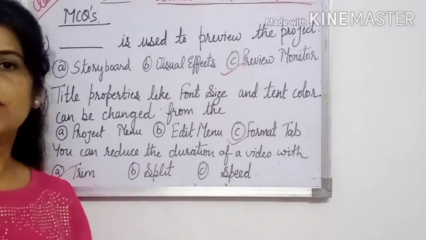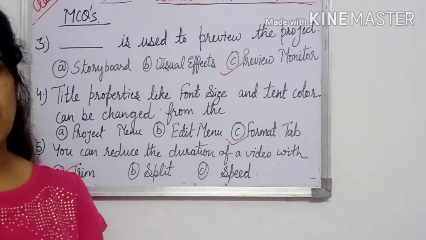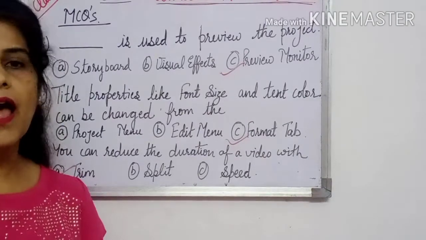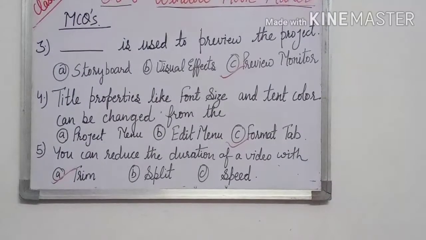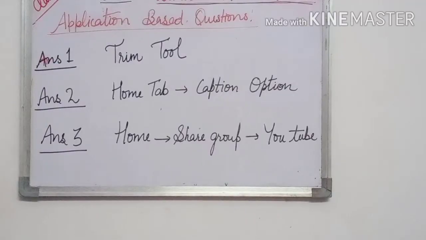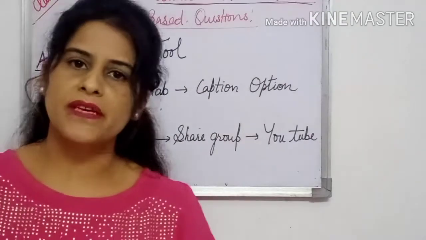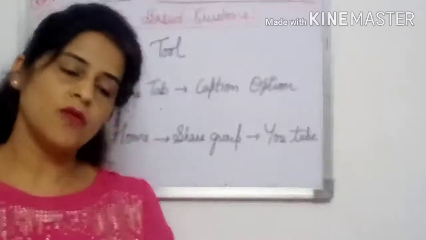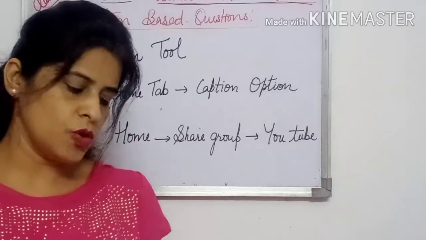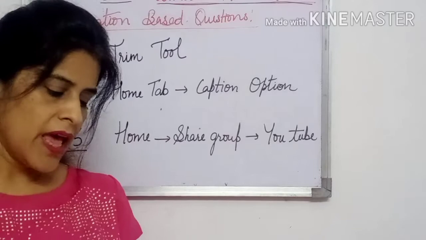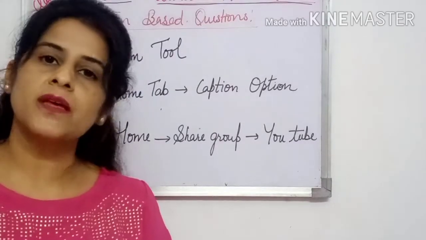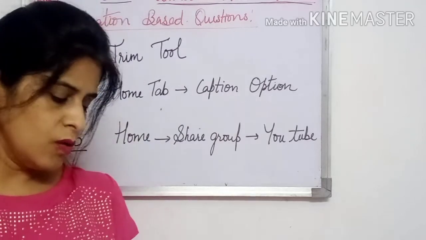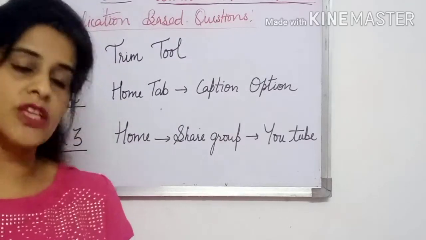So we have finished the fill in the blanks, true or false, and MCQs. Now we are going to move on to the application-based questions. The first question is: Bharti wants to create a 3-minute-long movie in Windows Movie Maker, and she has imported a clip which is about 4 minutes long. What should Bharti do to reduce the duration of the movie?